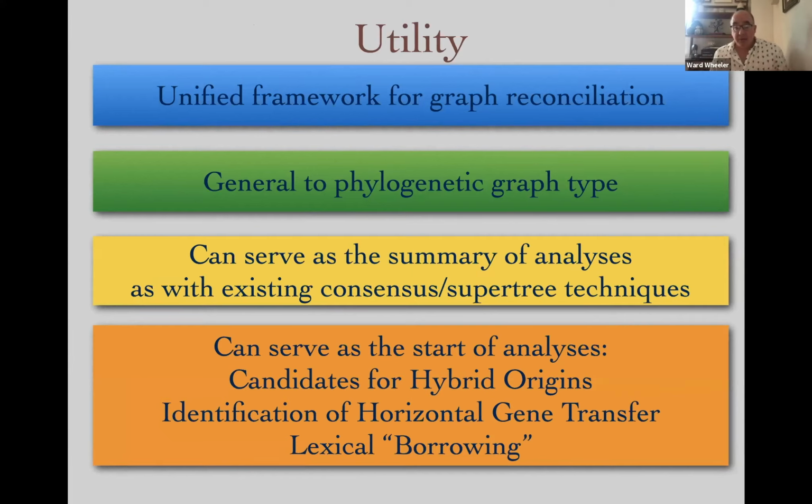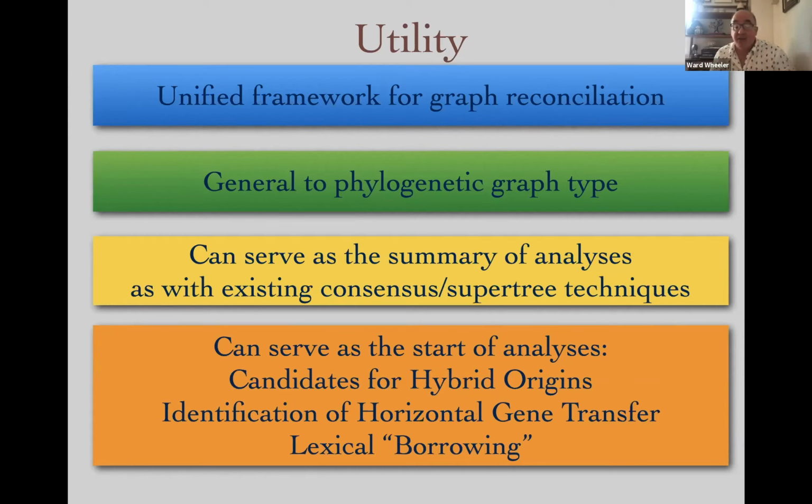So any kind of input graph, directed graph that is, can be used to produce this directed output graph. And we can use this to serve as a summary of analysis, like existing consensus or supertree techniques. What's the common information among all these inputs, and what does that tell us about the data set? And we can also use these as the start of analysis in the sense of these alternate edges.